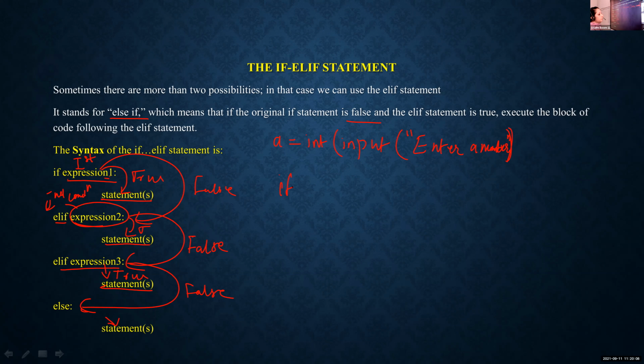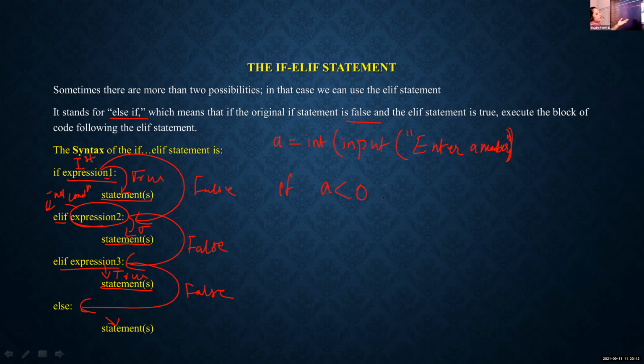Jewel? If A is less than 0. Correct, Jewel. So the condition is, very good, Joel, that is, if A less than 0, after that one colon. So the first condition is, if A less than 0, that means here we are checking if the entered number is a negative number or positive number.